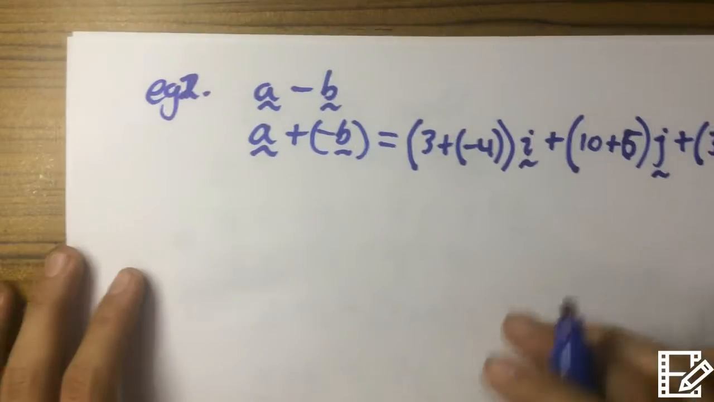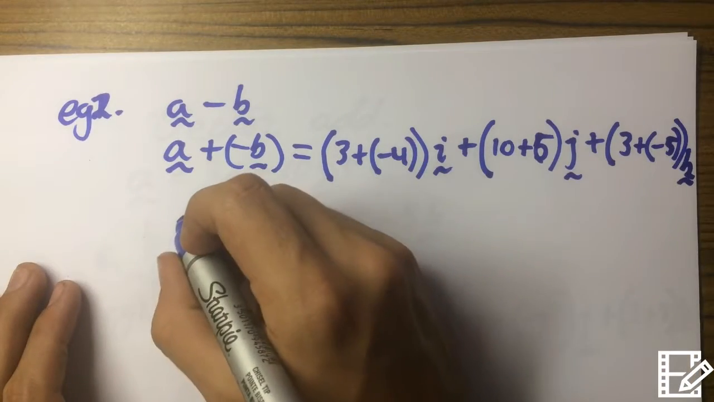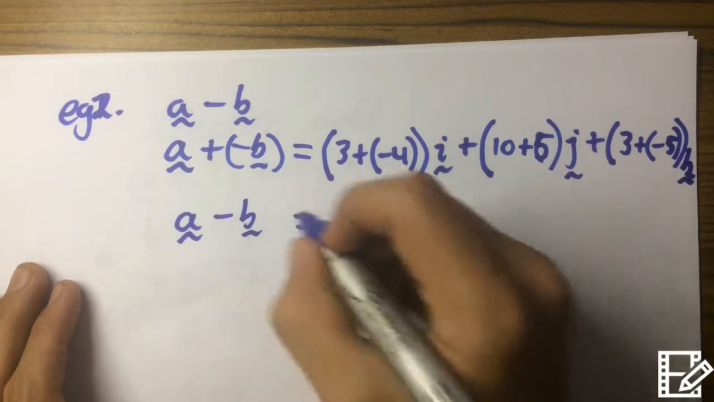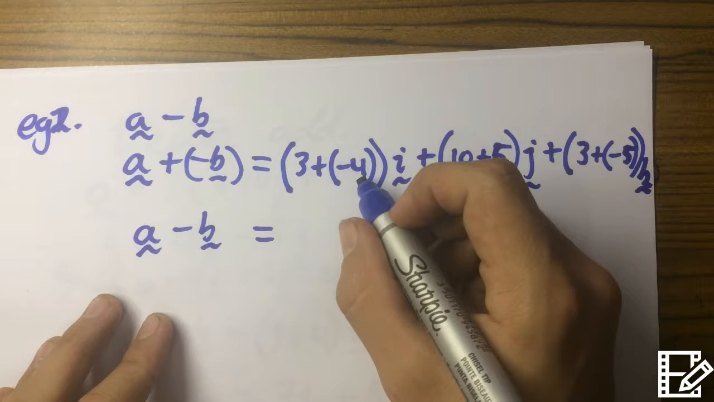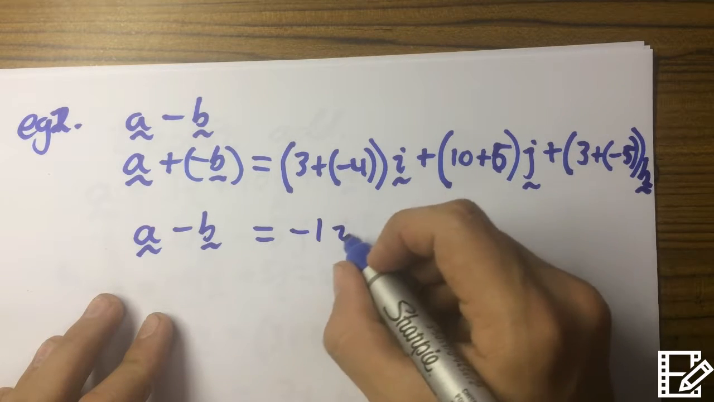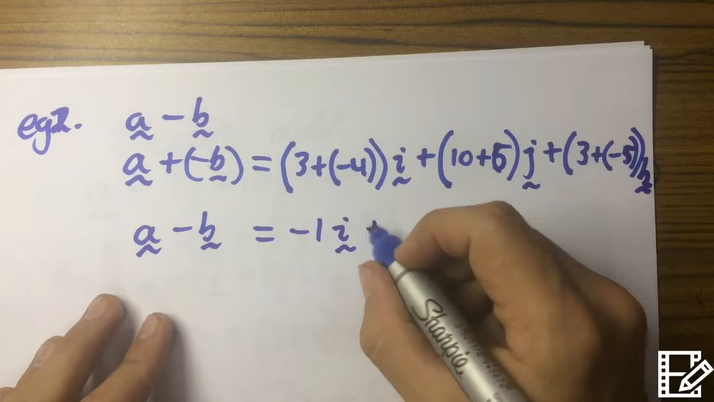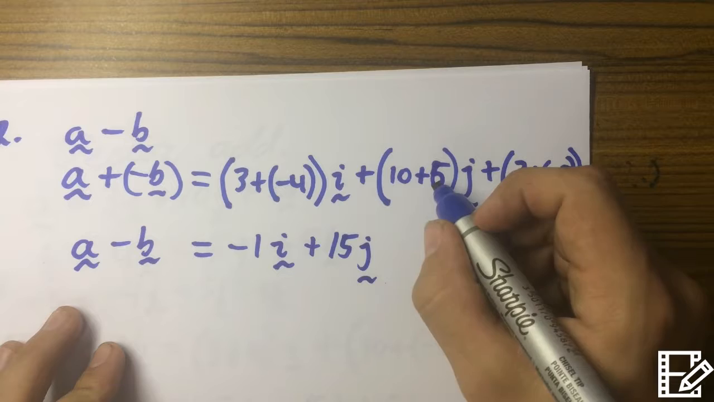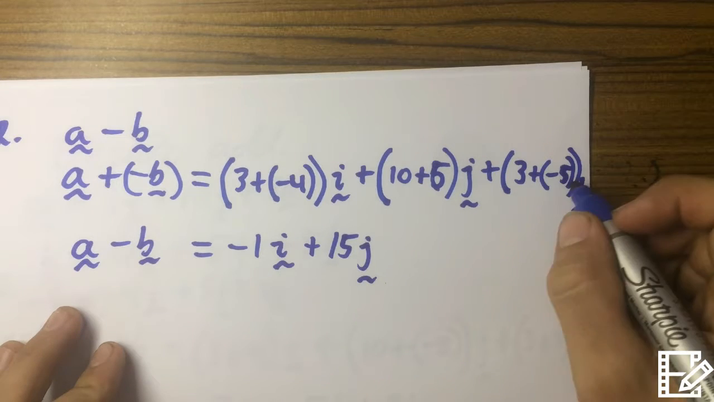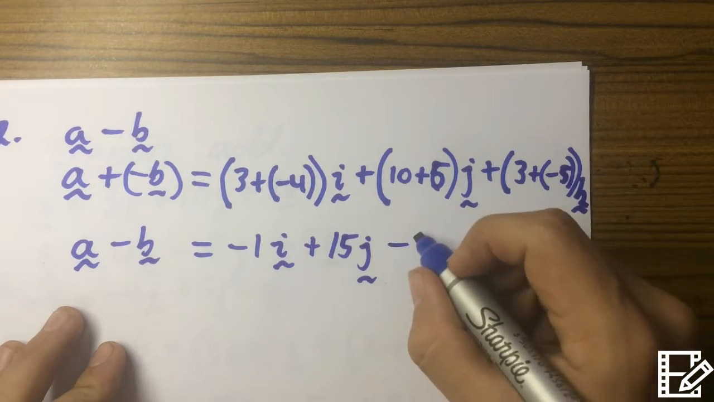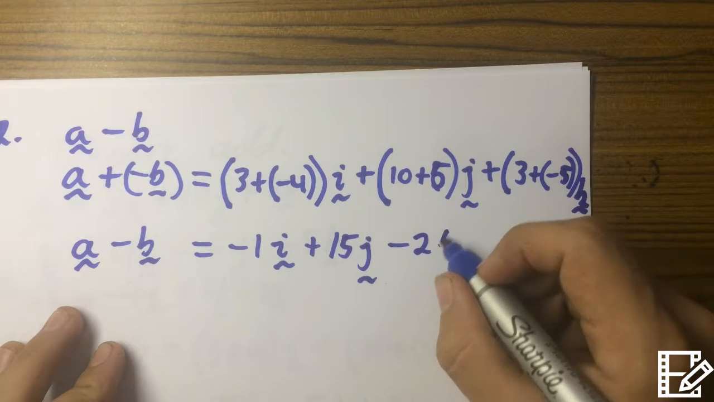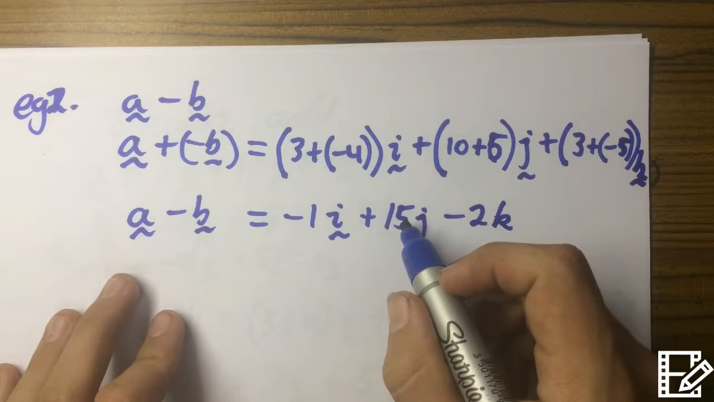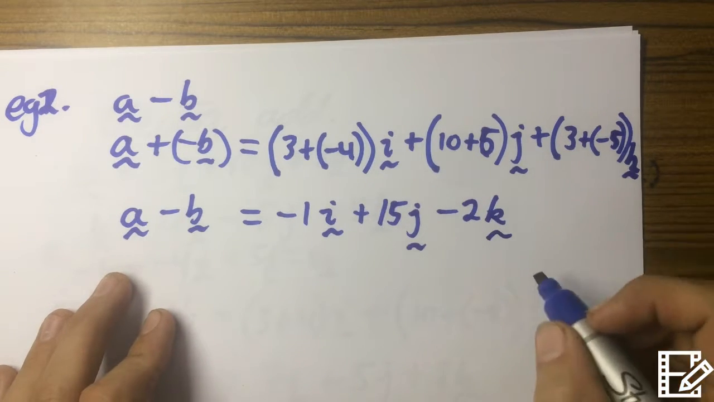Okay, that means that our vector A plus negative b, or just negative b for short, is 3 minus 4, which is negative 1 in the i direction, plus 15 in the positive j direction, because it's 10 plus 5, and then we have 3 take 5, which is negative 2. And so we're going 1 in the negative i direction, 15 in the positive j direction, and 2 in the negative k direction.